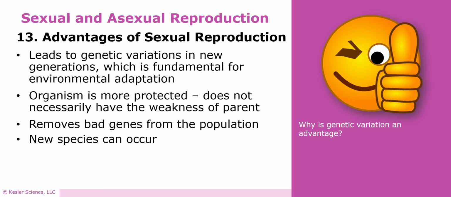There are some advantages to sexual reproduction through meiosis. Number one, there's a lot of genetic variation in the new generations, which is fundamental for environmental adaptation. The reason we have so many species of animals and plants in the world is because of this adaptation. There are changes that occur in the genetics slowly over time, and that can lead to different organisms being better equipped and adapted to live in different environments.